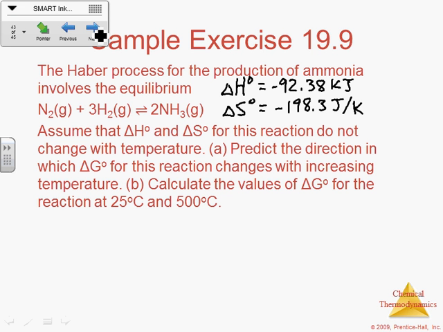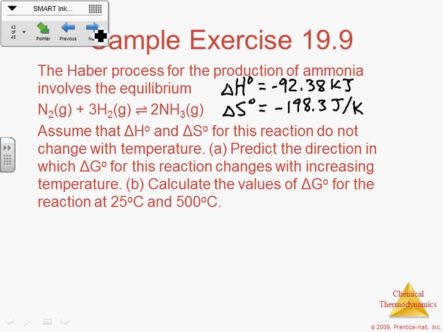Now the first thing you might notice about these numbers is they're not the same units, okay? And we talked about this the other day. There's lots of things you can notice about those numbers. So predict the direction in which delta G for this reaction changes with increasing temperature. Well, which of these values are we going to look at just to make a qualitative prediction here? Yeah, we're going to look at our S value, right?